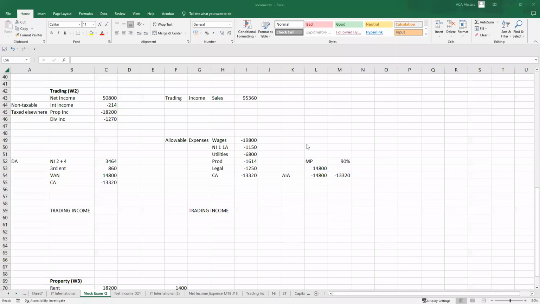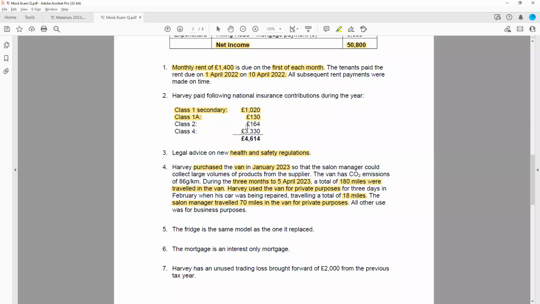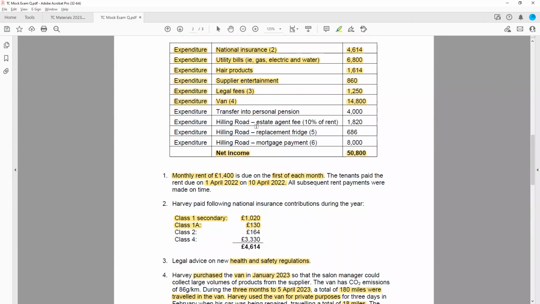So a bit fiddly there with the van, but there's easy marks, medium marks, and hard marks. So not too difficult, but yeah, a bit fiddly there, and you had to really think about that private use. But again, when you practice several questions, you see this come up time and time again.